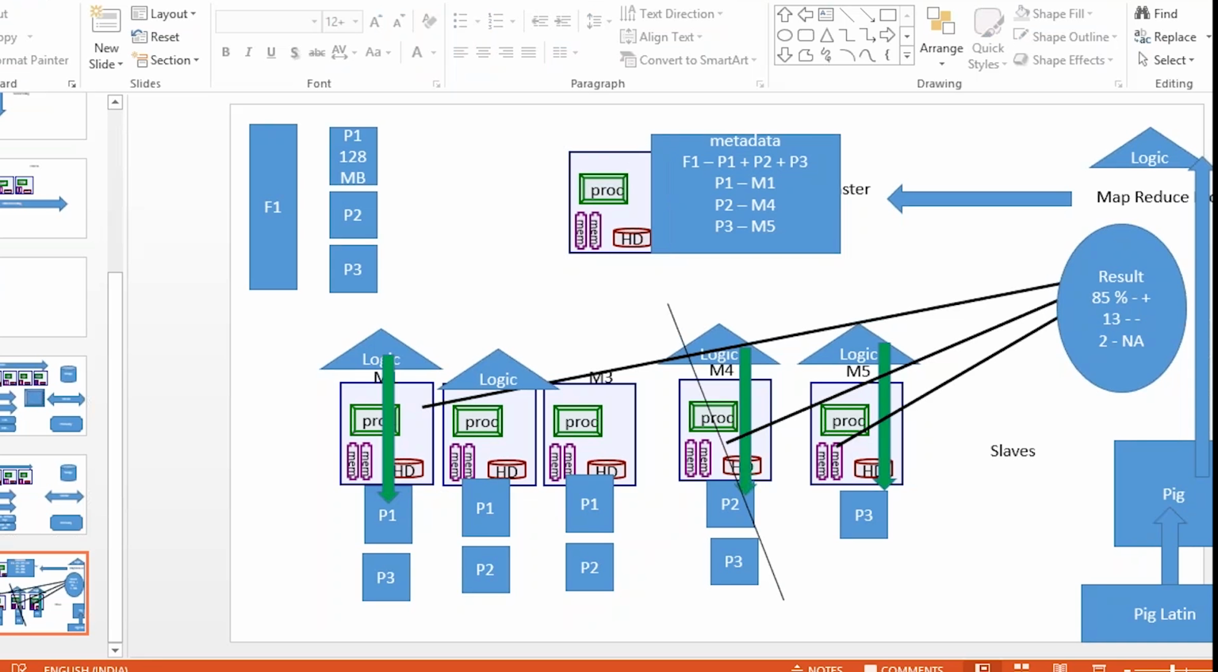Question from Amit: is the logic written in some programming language, or does the framework deal with it itself? We'll be using a Java program for MapReduce, a language called Pig Latin for Pig, and a language called HiveQL, Hive query language, for Hive. That looks like SQL, and Pig Latin looks very similar to an English-like language. Okay, Amit.